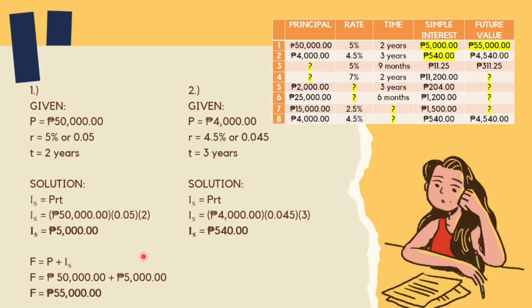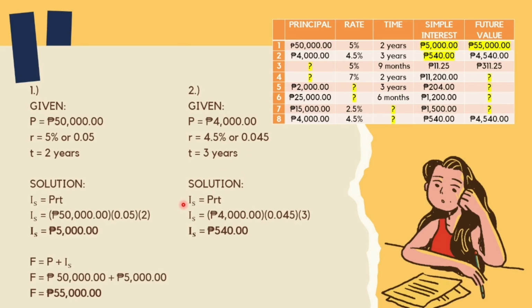Now enough of example number 1. Let's head on to example number 2. We have here the following given. The given P or principal is 4,000. The given R or rate is 4.5% or 0.045 when divided by 100. And the given time is 3, or 3 years.